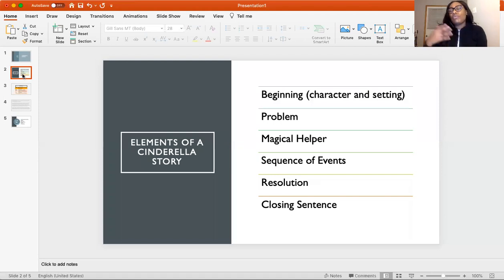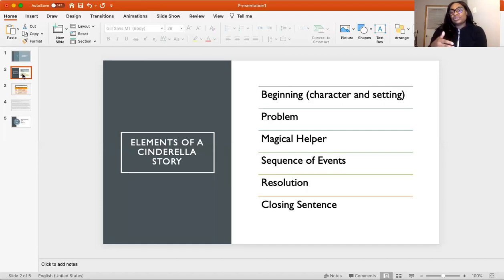So, when we're thinking about the elements of a Cinderella story, we want to think about these few things when planning our story. First, you have to have a beginning of your story. In the beginning of your story, you always want to talk about the characters that are in your story and the setting. We all know that the setting is where the story takes place. So that's the first part. Beginning of your story, what characters are in your story, and where does your story take place?